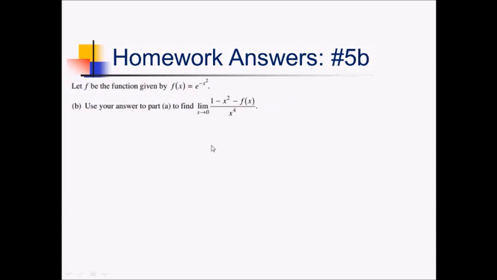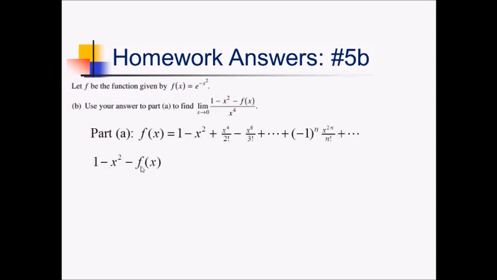On this part, we want to use our answer from part A, which I will redisplay here, to find the limit as x approaches 0 of this monstrosity. Okay, well, this is another Maclaurin transformation problem. We just have more transformations to do now, starting with 1 minus x squared minus f of x. I mean, we've already got f of x, so we just have to subtract that from 1 minus x squared. Okay, what's that look like? Well, 1 minus 1 is going to be 0. Negative x squared minus another negative x squared is going to be 0.